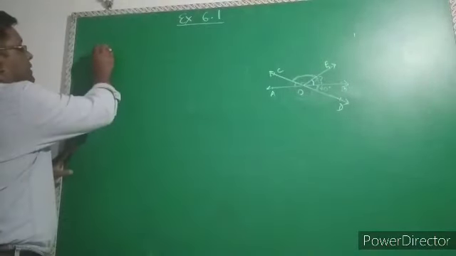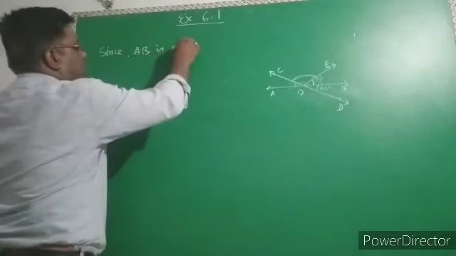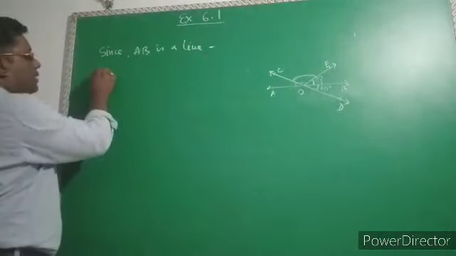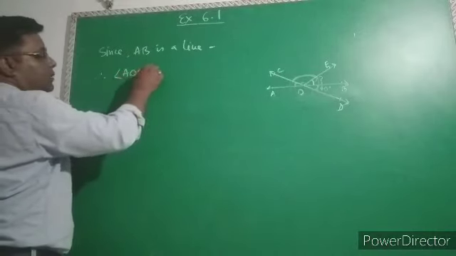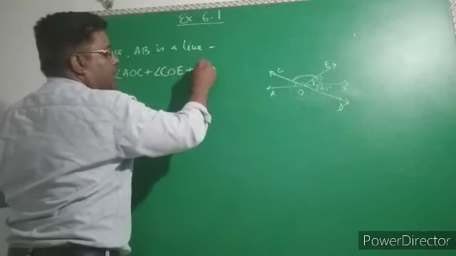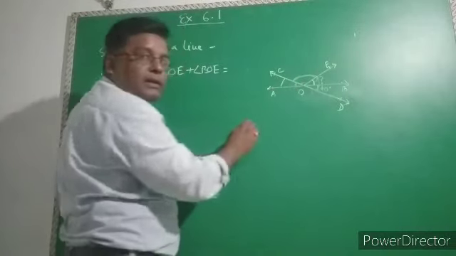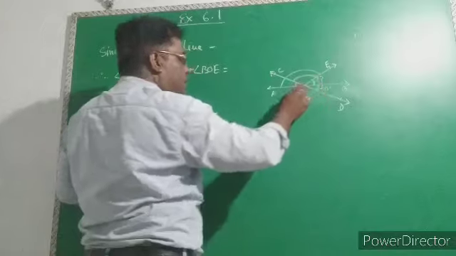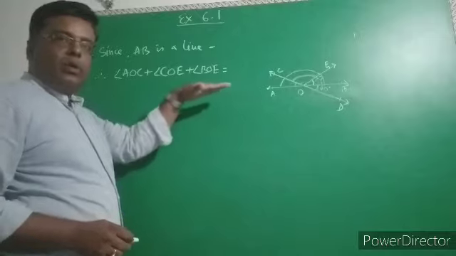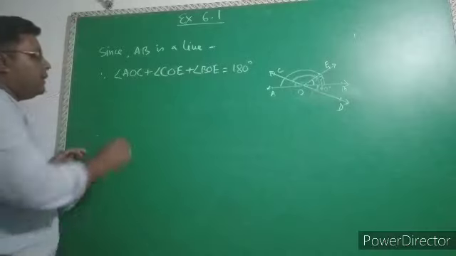Since AB is a line, therefore angle AOC plus angle COE plus angle BOE, the whole straight line, is equal to 180 degree.